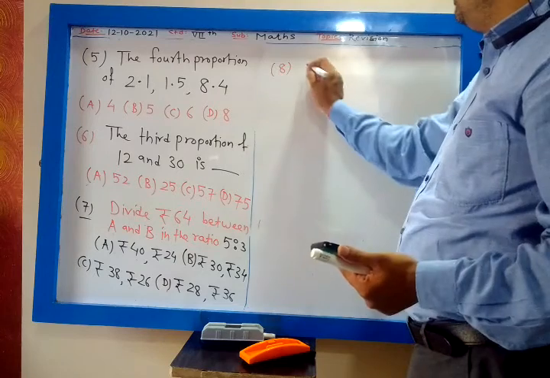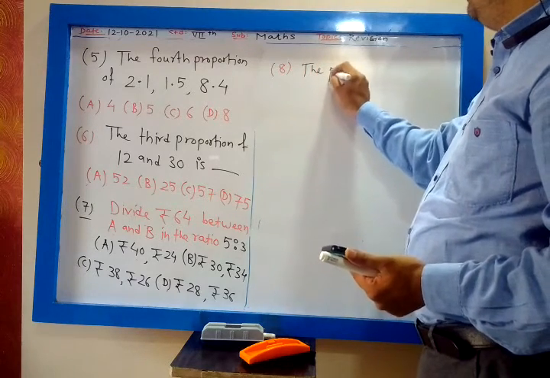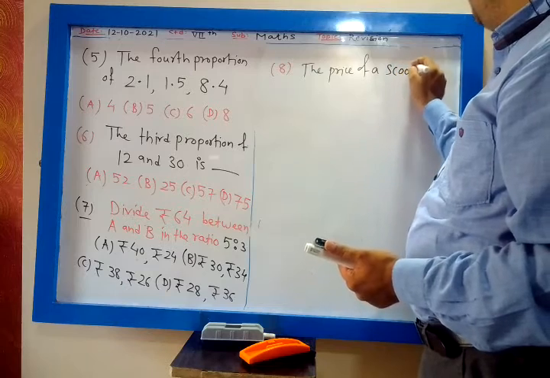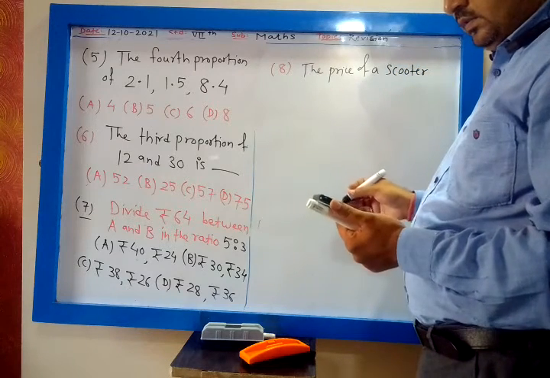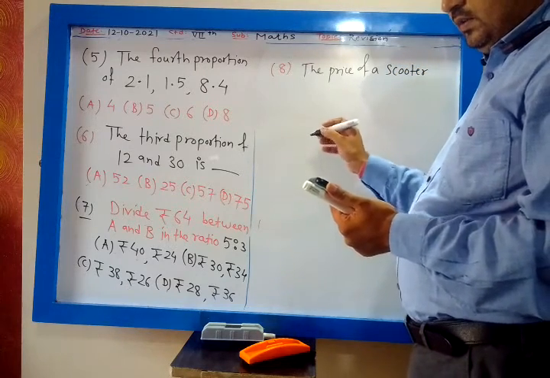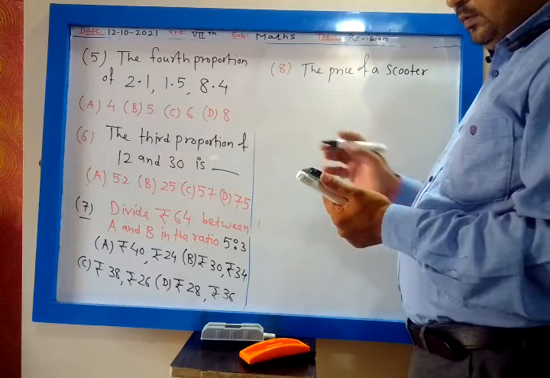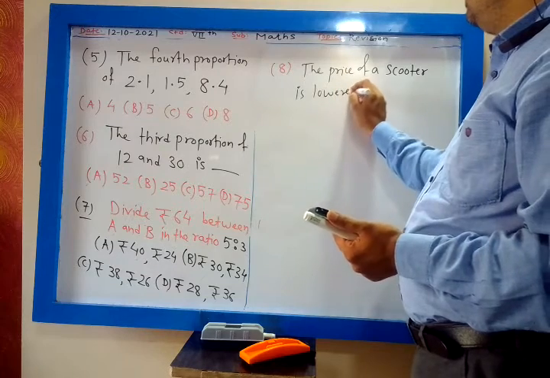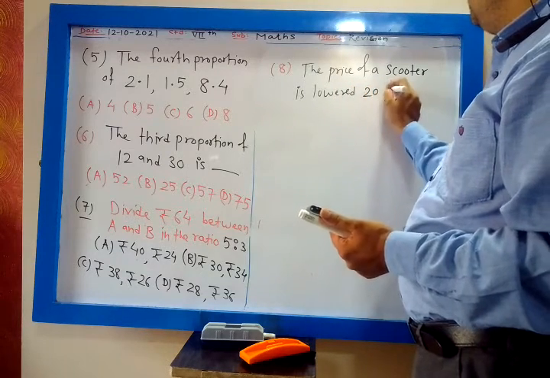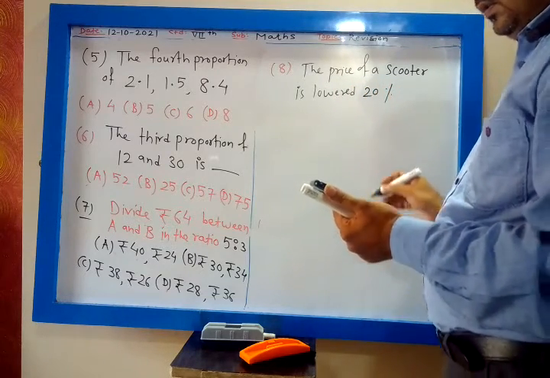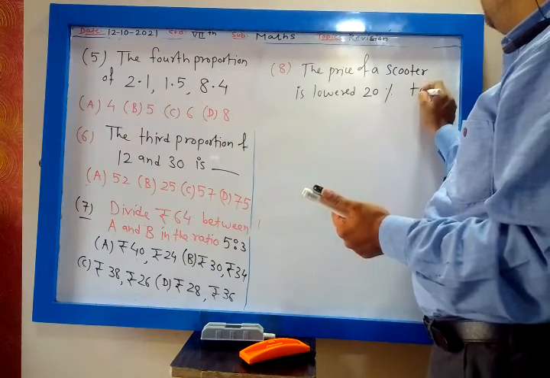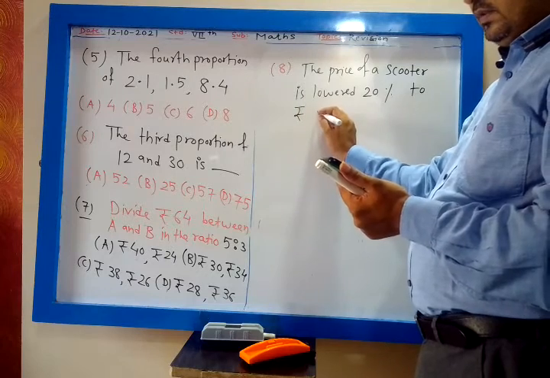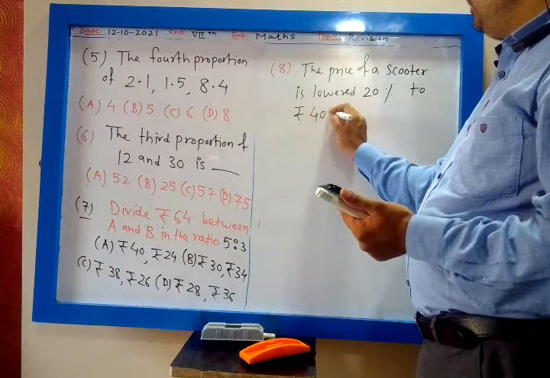The price of a scooter is lowered 20% to rupees 40,000.